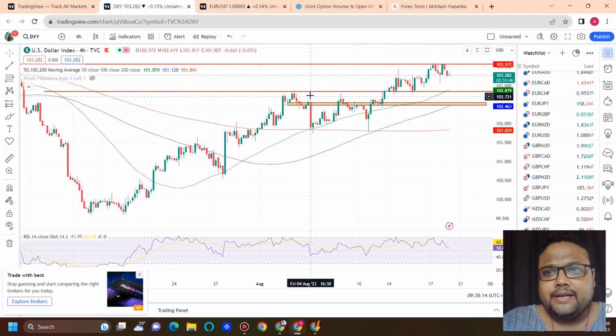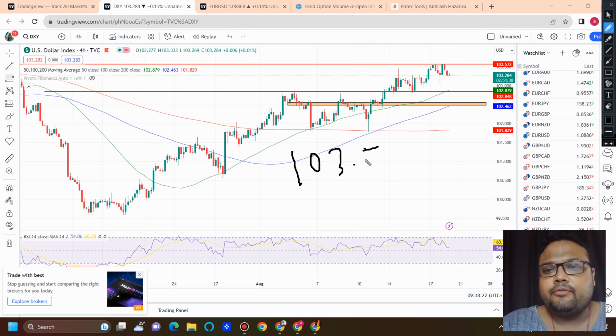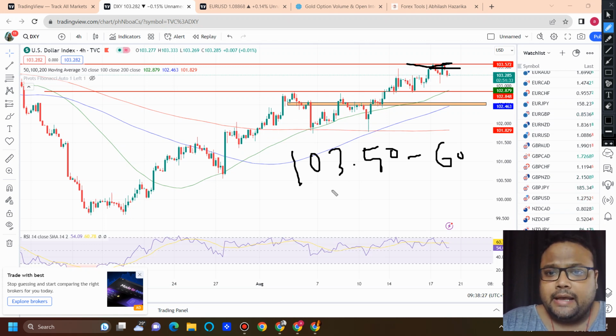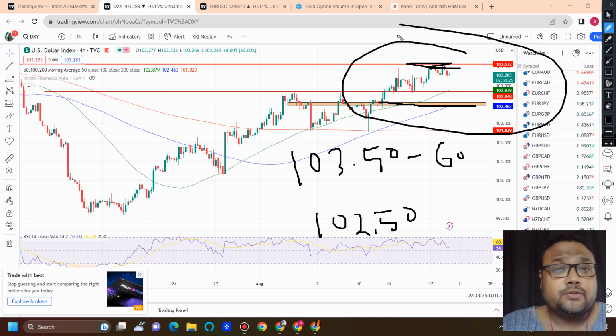If you look at the US dollar index, then we discuss the range, that is 103.50 to 103.60 at the top as resistance, and 102.50 at the bottom as support. This is the range of DXY right now, and we can still see that DXY is inside the range only. Yesterday DXY tried its best to break the resistance and move higher, but it failed. Right now standing at 103.27. This is the current market price.